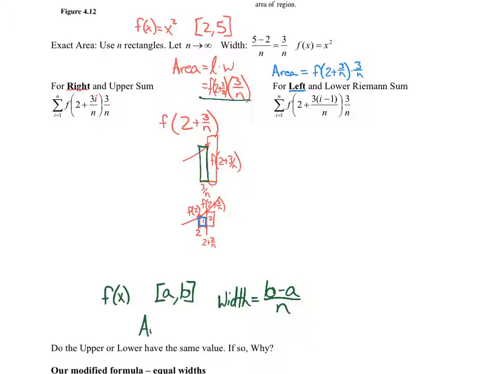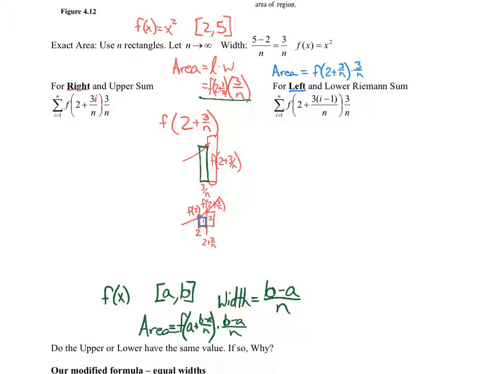Now, when I find the area, I'm going to take that width, b minus a over n, and multiply it by the height of the rectangle at that point, which is going to be f of what? Well, I'm going to be starting at a, and I'll do the right-hand one this time. So it's f of a plus b minus a over n. So that's again the right upper sum that I'm finding the area for.